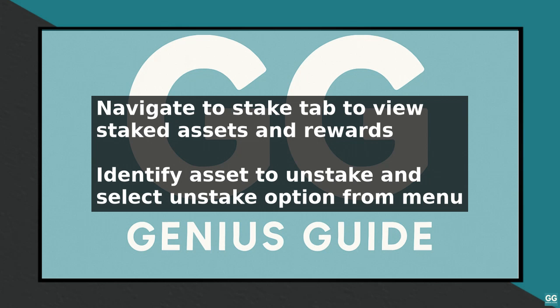The time it takes for the unstaking to complete may vary depending on the blockchain's congestion and the asset's specific unstaking period. Once the unstaking is complete, your assets will be transferred back to your Phantom Wallet, and you will no longer be earning staking rewards for that particular asset.